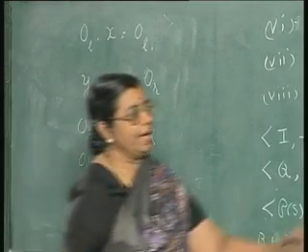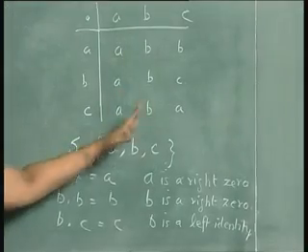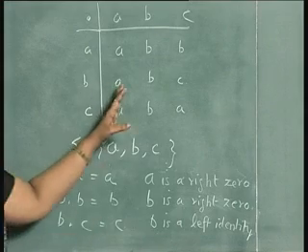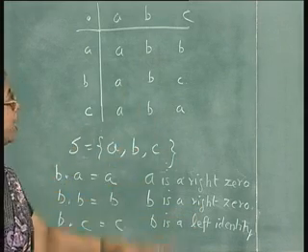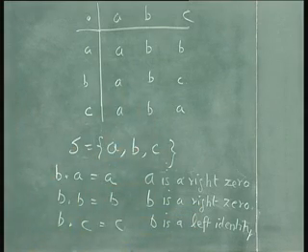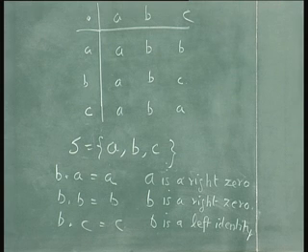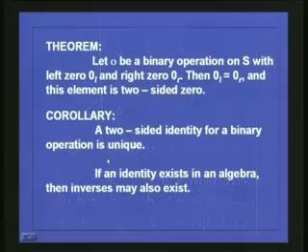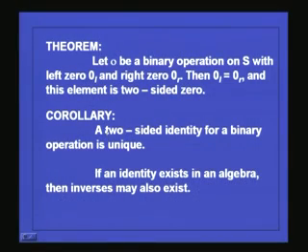In this particular example, you see that A and B are left identities, A and B are right zeros, but there is no left 0 in that example. And you can very easily verify that a two-sided identity for a binary operation is unique. Again in the same manner you can see it is unique, you cannot have two of them.